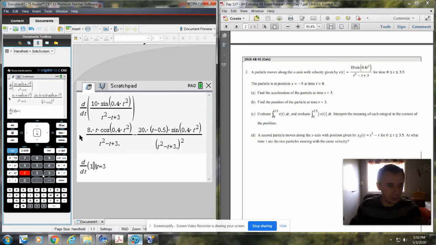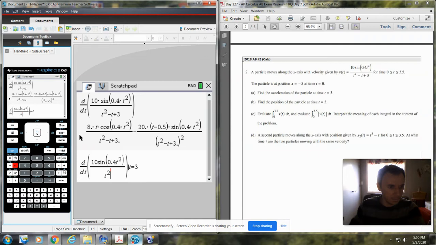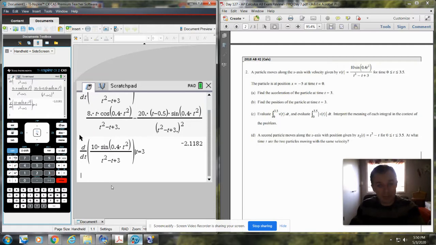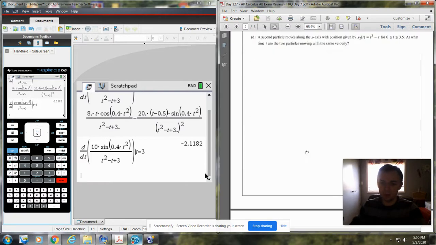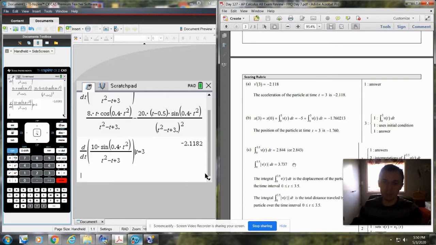So 10, let me put that fraction first, so control division. So 10 trig sine 0.4 t squared all over the quantity t squared minus t plus 3. Now all we have to do is press enter, and we get our answer of negative 2.118, which if you recall, if I quickly look at the solution, was our answer, negative 2.118.